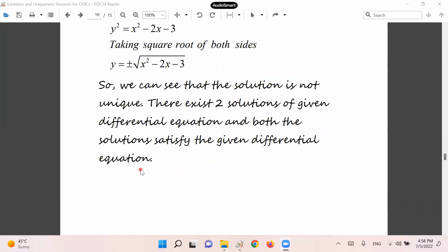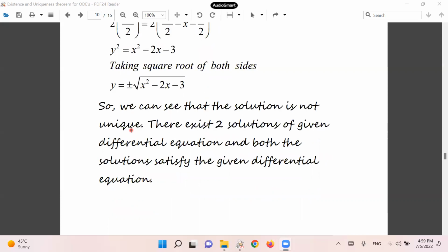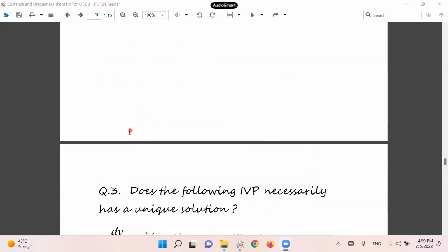So once the existence and uniqueness theorem fails, we have to check again how many solutions exist. Here in this case, we can see that when the existence and uniqueness theorem failed, we get two different solutions in this question. So the solution is not actually unique.